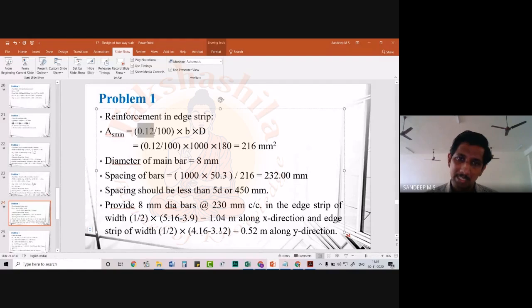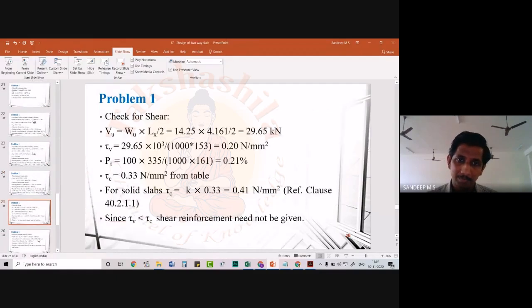So basically we are sticking to 0.12% of the cross section. So we will calculate the Ast minimum as 0.12%, and in this case it is coming around 216. So assume some diameter for the bar and find the spacing, and also check the maximum allowed spacing, and finally provide that in the edge strip. Okay, and they are just calculating the width of the edge strip here, and they will be providing the reinforcement in that edge strip.